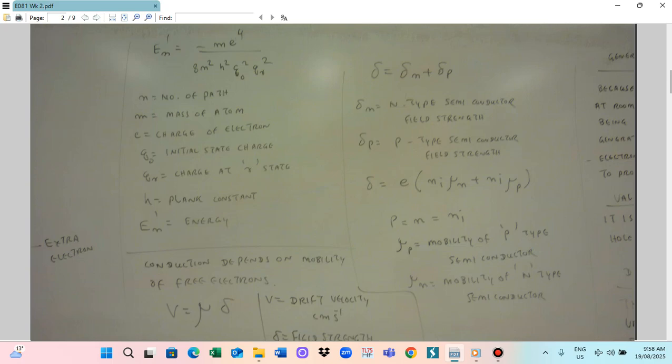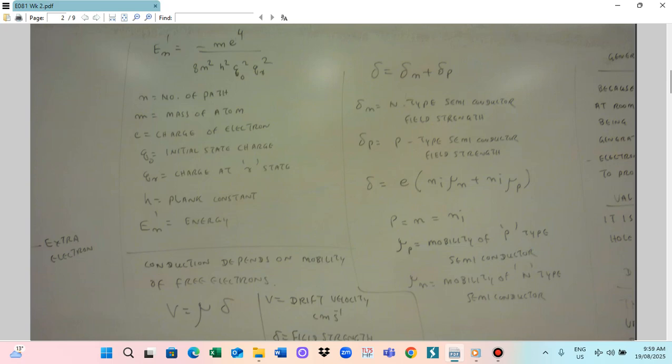When the electrons are moving, they possess mobility, so they possess velocity. Velocity depends on the mobility multiplied by the field strength. The field strength is the combination of the n-type and the p-type semiconductor. Delta is delta n plus delta p. This delta can also be calculated as e multiplied by (ni mu n plus ni mu p). Ni is the number of p-type and n-type atoms. Mu p is the mobility of the p-type semiconductor, and mu n means the mobility of the n-type semiconductor. So these semiconductors follow those equations.